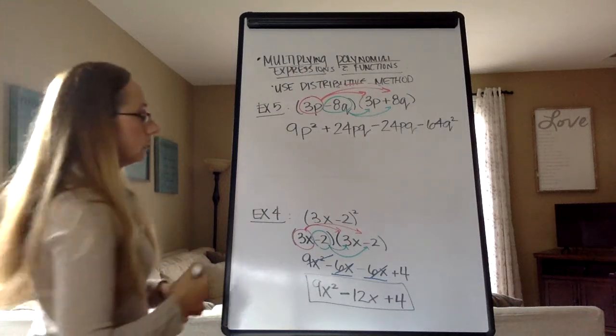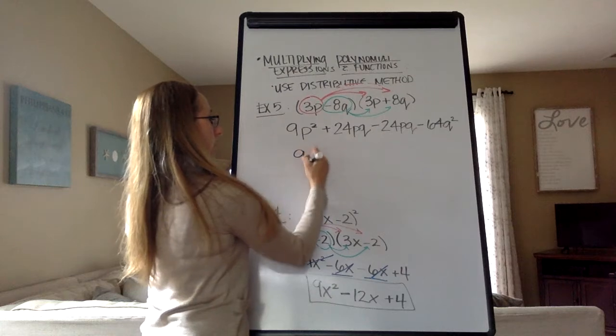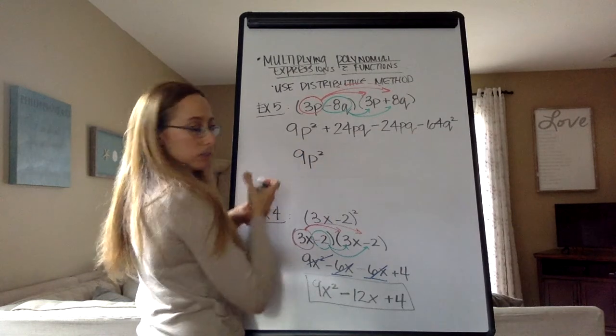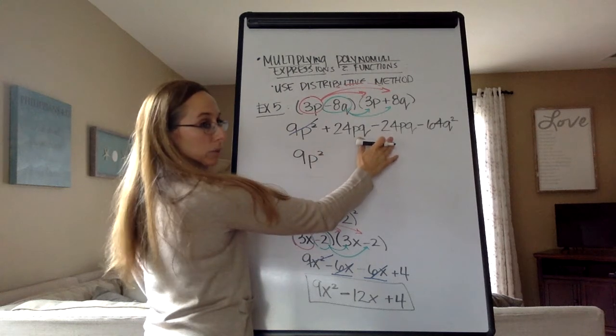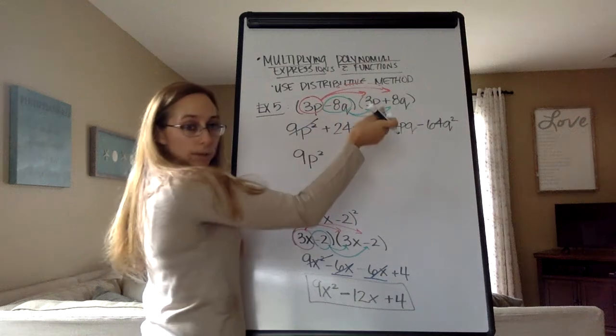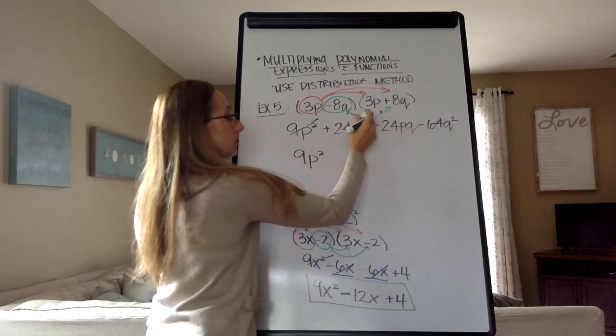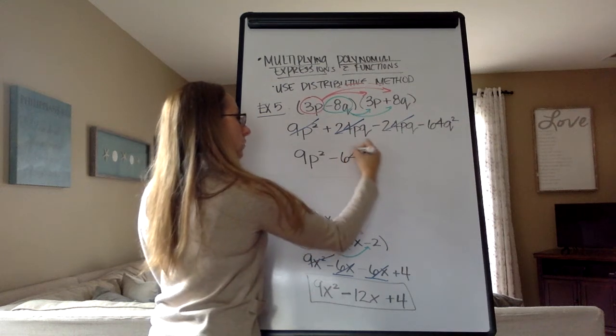Going ahead and combining like terms, we have 9p squared, because it's the only p squared up there. Then we have 24pq minus 24pq. Those are like terms because they both have the pq. But 24 minus 24 is 0, so we have no more pq's. And then we have minus 64q squared.